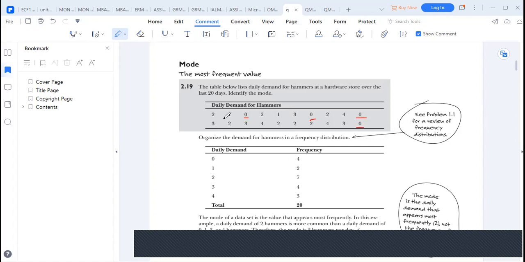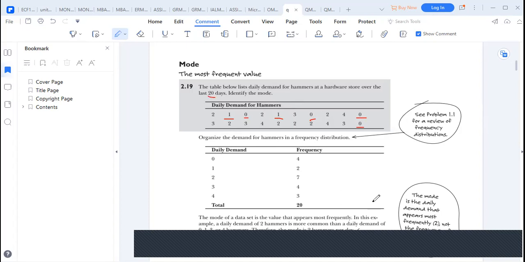How many ones do we have? 1, 2, put 2 there. How many twos do we have? There are 7. How many threes do we have? There are 4. How many 4s do we have? There are 3. The total is coming up to 20.